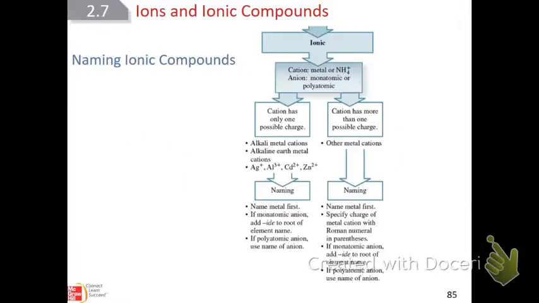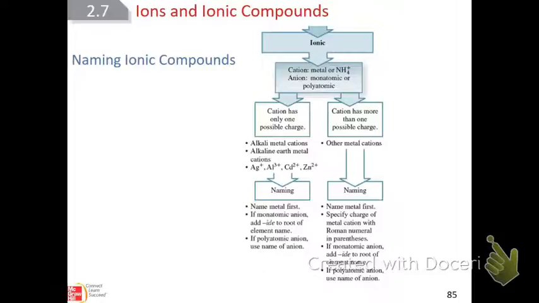First of all, I put a much larger flow chart on Blackboard of how to name everything, from acids to polyatomics to molecular compounds to ionics. So first, here we go. It's a small little flow chart. Here's how to name ionics. Remember that if it's a cation, it's either going to be a metal or the polyatomic ammonium. It is the only polyatomic that has a positive charge.